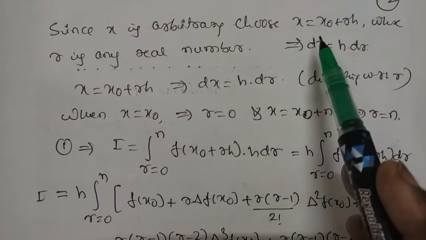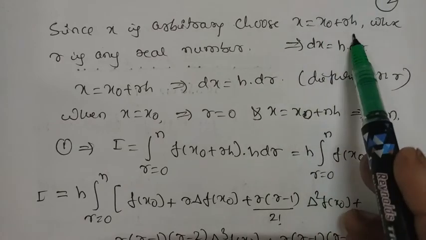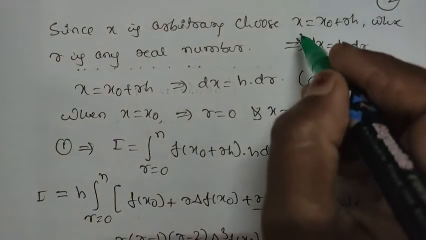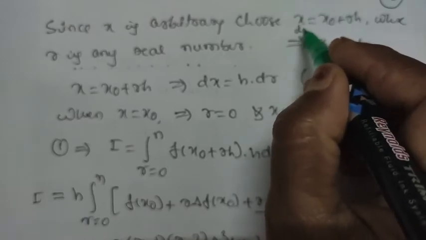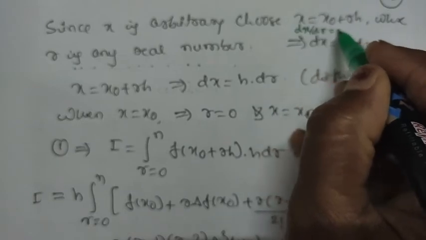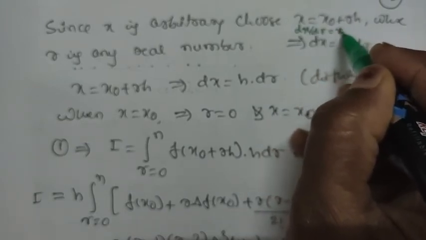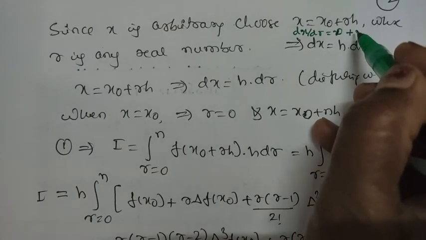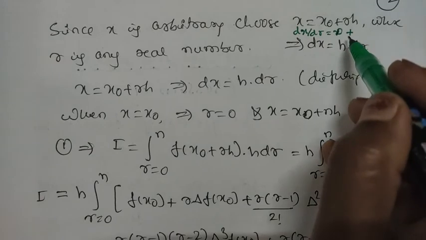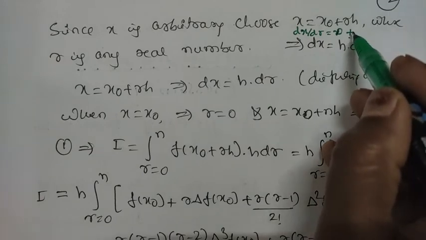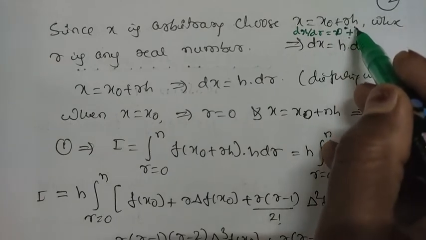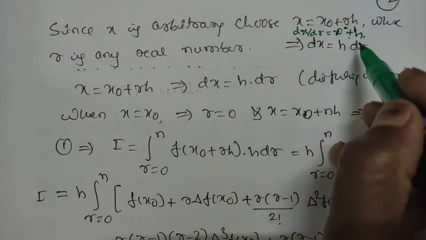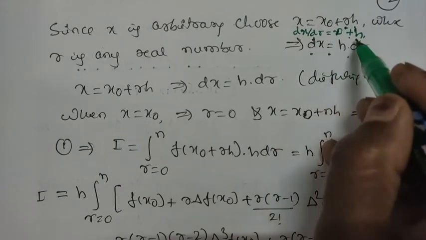Then if you differentiate this with respect to r, we have dx by dr equals 0, since x0 is a constant, plus h into 1, because with respect to r we are differentiating and h is constant, so h remains. This implies dx equals h into dr.